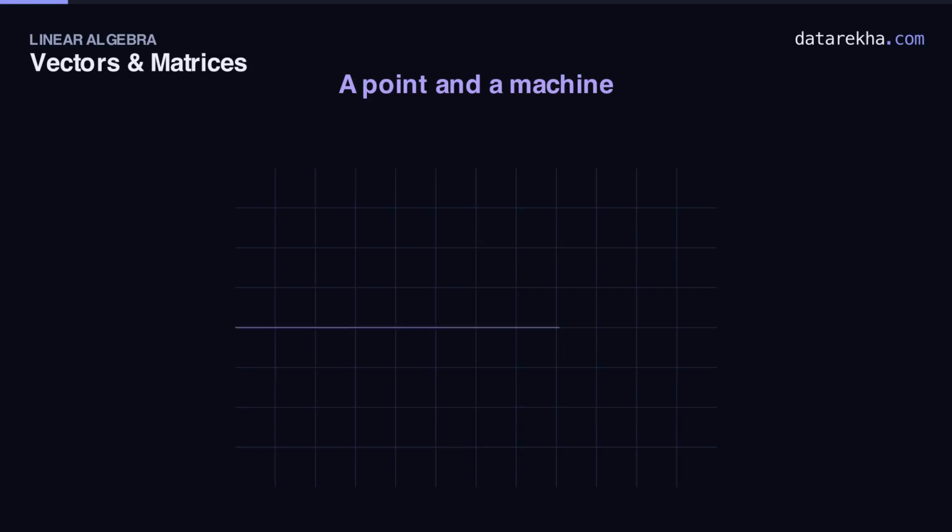Let's start with a picture. This is the flat plane, and every point on it can be written as a little stack of numbers, a vector. Here is the point 2 across, 3 up. As a column, that's just 2, 3. The coordinates stacked on top of each other.